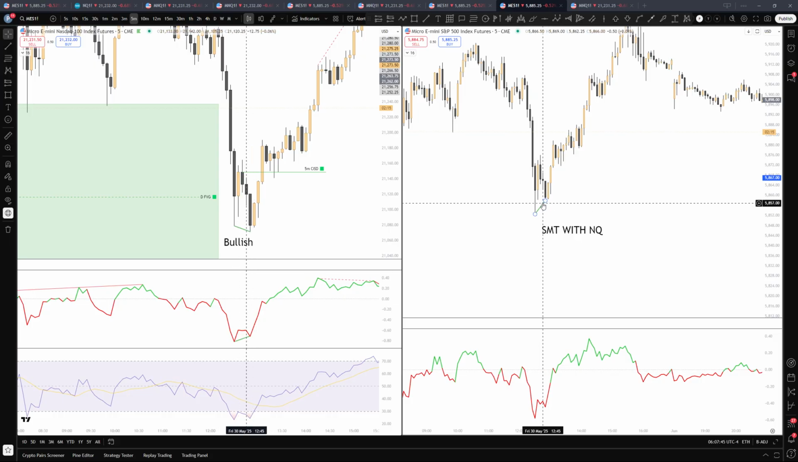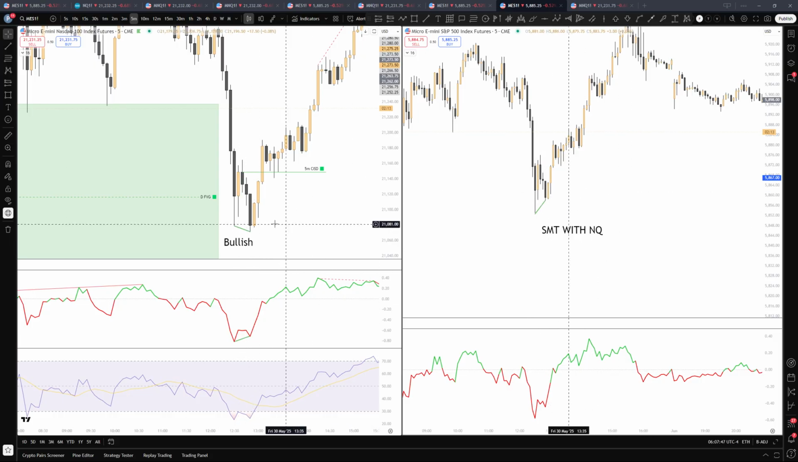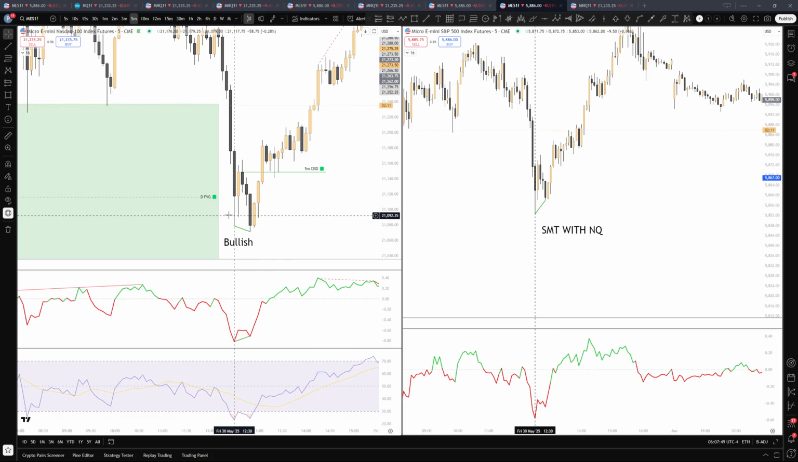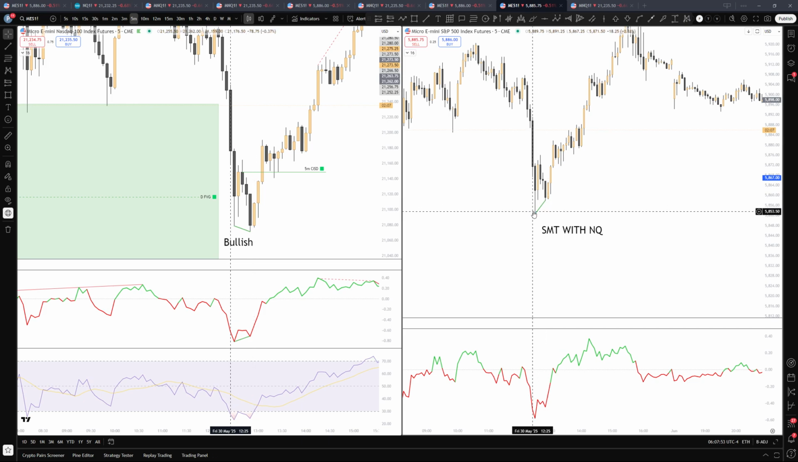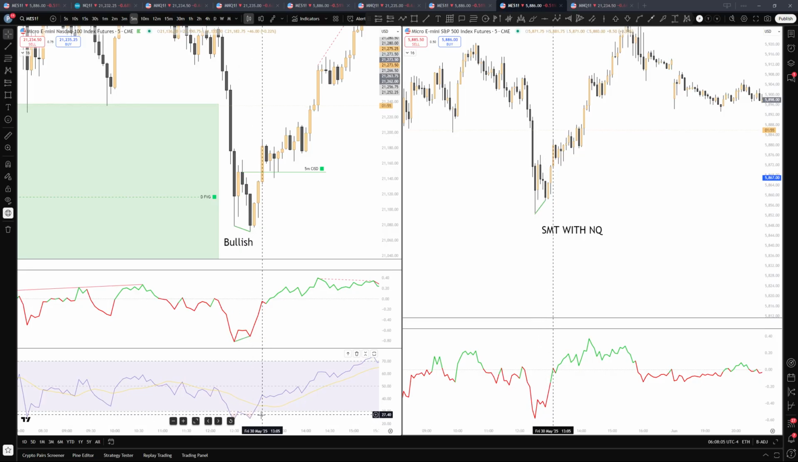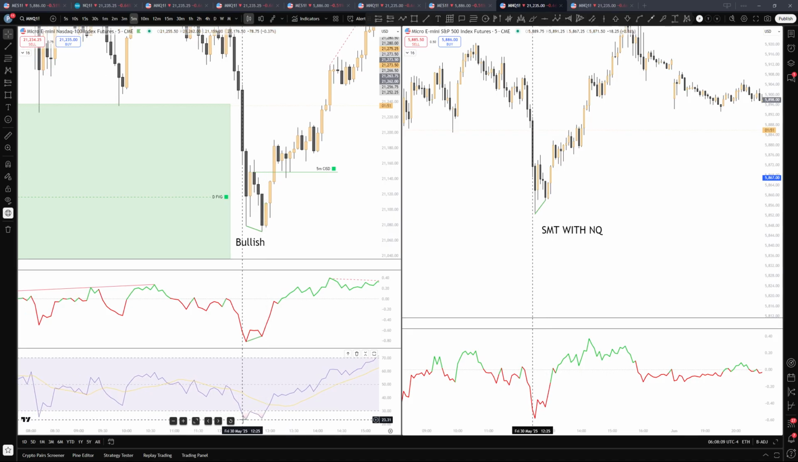And that's a divergence between what the S&P is doing and what the NASDAQ is doing. This one's made a lower low, this one's made a higher low. Okay, so we have a divergence there as well, an SMT divergence. So now we have an SMT divergence, and then NQ also has a divergence with the disparity index. It also has, if you see here, what we'd say is oversold on the RSI and a divergence.